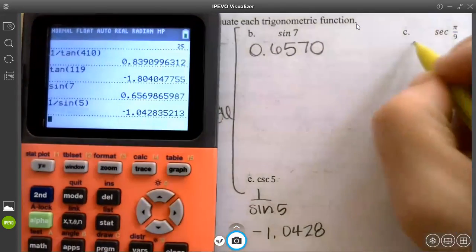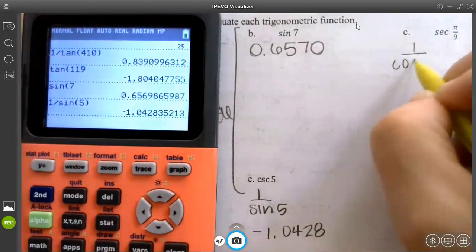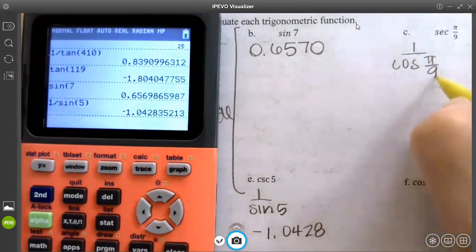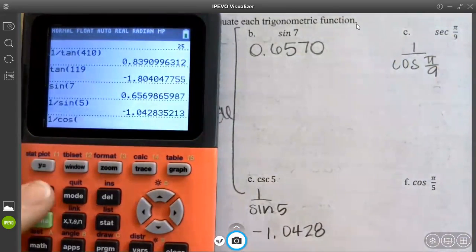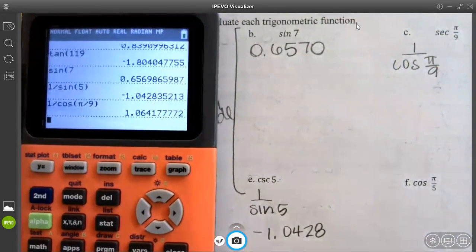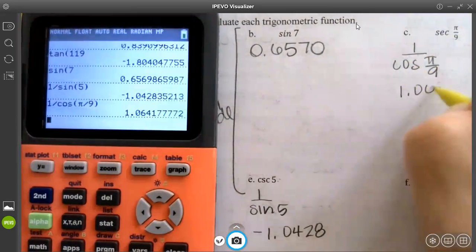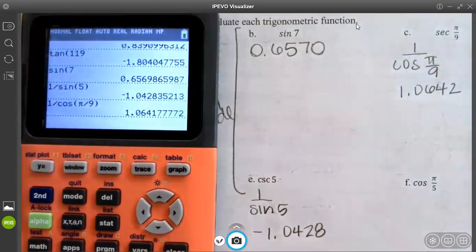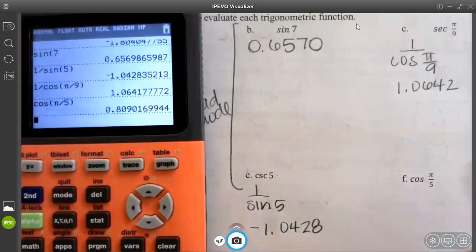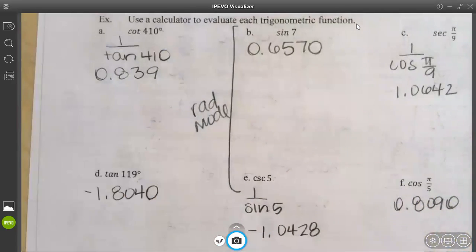Secant is the reciprocal of cosine, so 1 over cosine pi over 9. And then cosine pi over 5, which is 0.8090. That's it. All right, work day tomorrow.